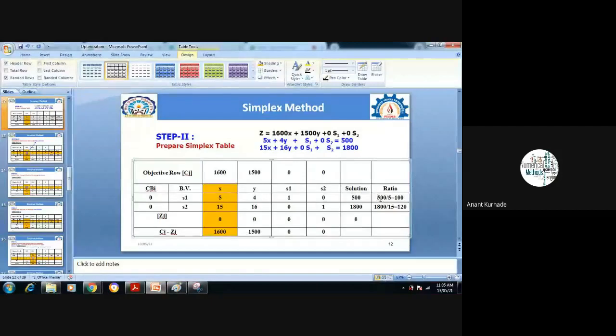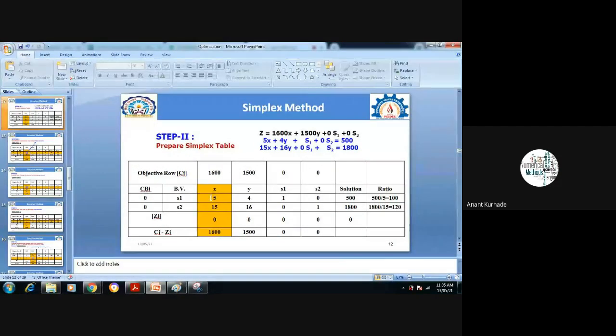Now how to find the key row? The key column is finished. For finding the key column we check the maximum value, but for finding the key row, please check the minimum value of the ratio. Which one is minimum, 100 or 120? It is 100.